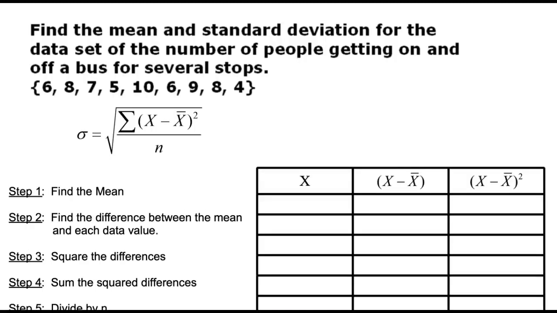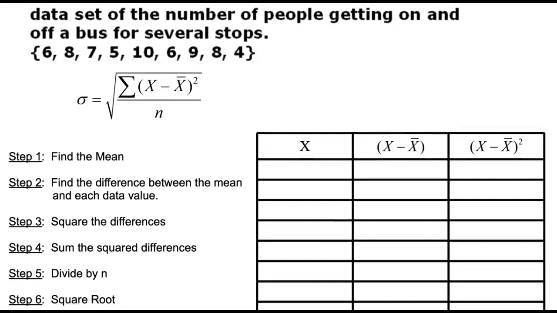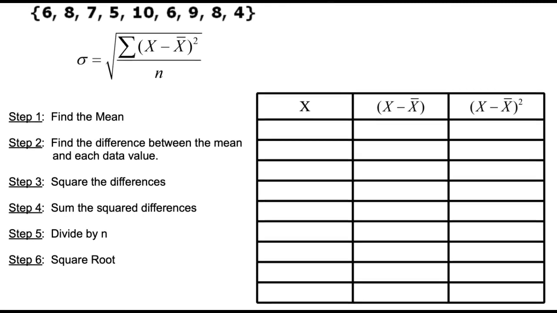So next page, we have a little data set here for some sort of bus stops. Okay, and we have a nice table that Mrs. Smith organized. And so let's fill this table out. Here we have 6, 7, 8, 5, 10. 6, 7, 8, 5, 10. 6, 9, 8, 4. Okay, there's all of our elements in our set. There's 9 of them. Okay, we need to know the mean.